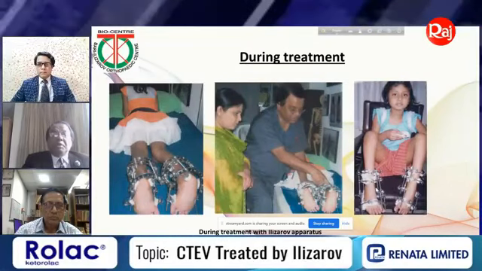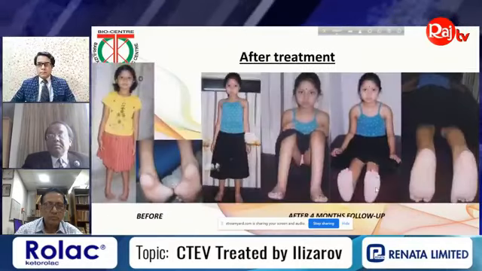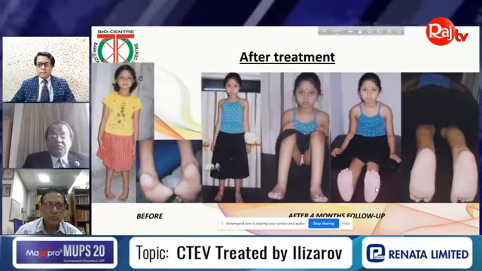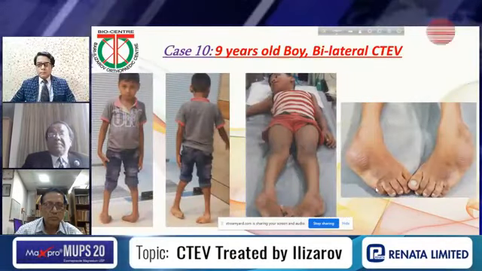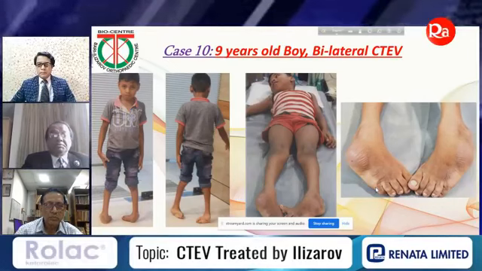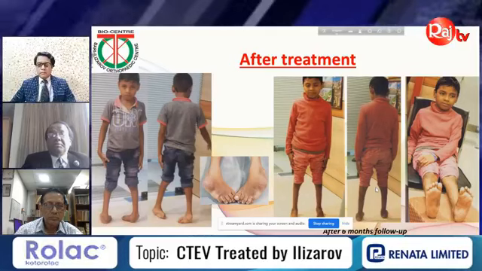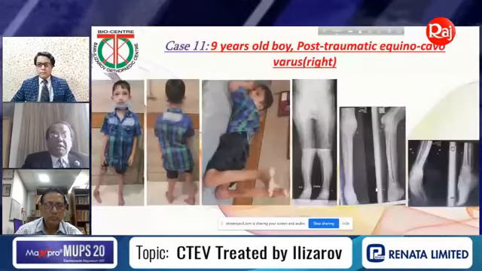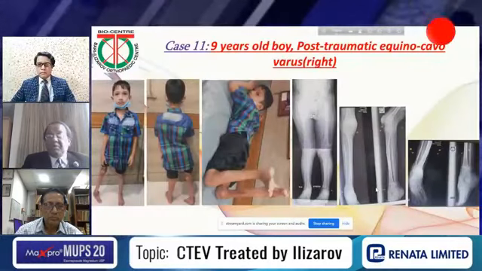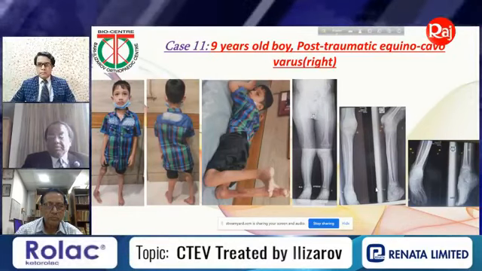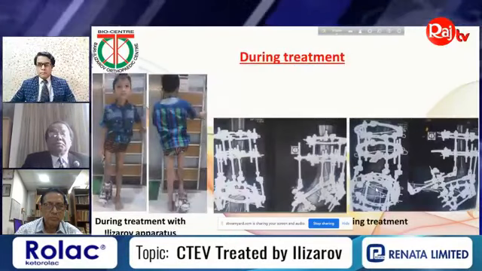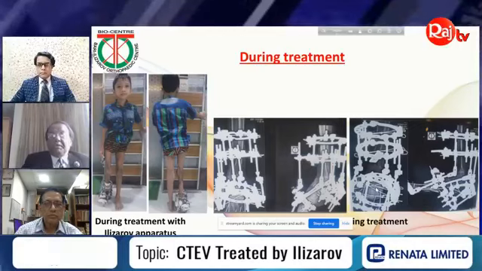See, it's long back. I did this one. Now you can see the back side of the foot. And this is bilateral CTEV. See, after treatment, this is post-traumatic equino cavovarus. I have taken here only one case. You can see here, this is also CTEV, so not congenital, but post-traumatic.